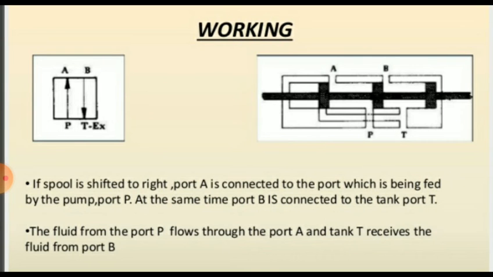Now, working: you can see on the left hand side of the diagram, P is connected to A and B is connected to T, meaning it is a tank. If the spool is shifted to the right, port A is connected to the port which is being fed by the pump, that is port P. You can see in the diagram, P is connected to A. When you shift the spool to the right hand side, P is connected to A. At the same time, port B is connected to the tank port T. You can see in the diagram. So at the same time B is connected to T.